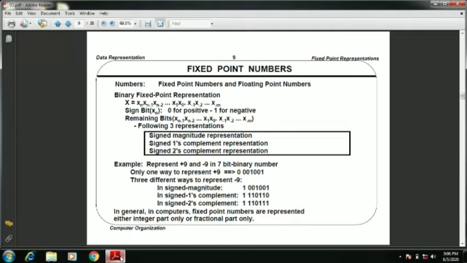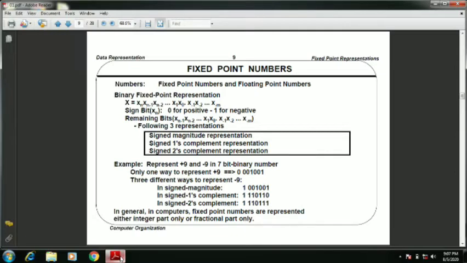Then the second category, signed ones complement. Here the sign bit and magnitude bits are both changed, that is complement for all the bits, the sign bit including the magnitude bits. So the sign bit is 0, the complement of 0 is 1. The next bit is 0, so that is also complemented, then the next 0 is complemented. Then the 1 becomes 0, and so on, the last bit 1 is complemented to 0. So all the bits are complemented for one's complement.